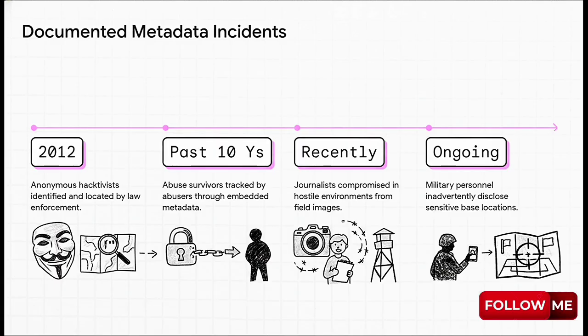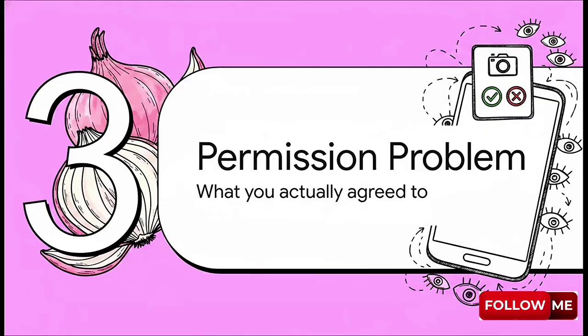More recently, we've seen investigative journalists working in extremely hostile environments compromised by the metadata in the images they sent back from the field. And get this, on an ongoing basis, the U.S. military actually had to issue specific guidance to their personnel because geotagged selfies shared on personal social media were inadvertently leaking the exact locations of sensitive military installations. Think about that. From high-profile intelligence operatives to just ordinary people, the photo itself revealed absolutely nothing, but the metadata revealed everything. All right, Section 3, the permission problem.